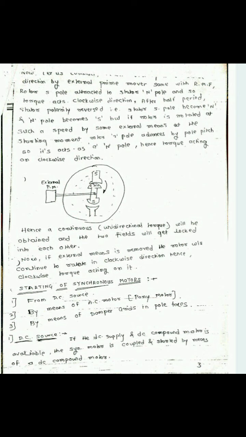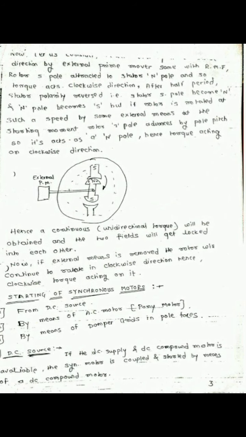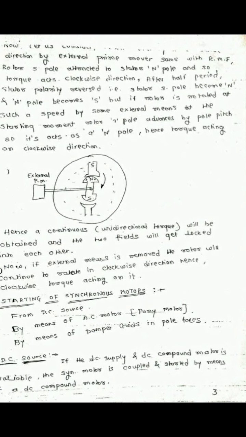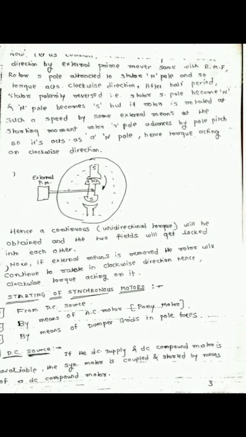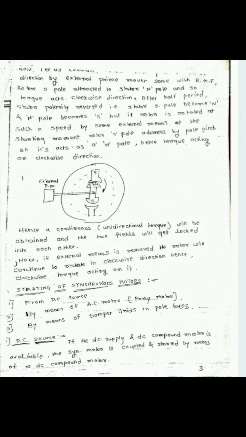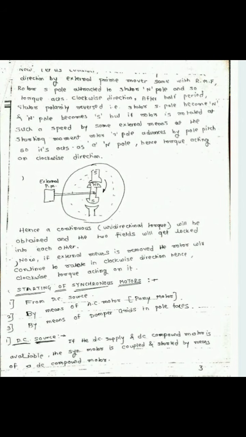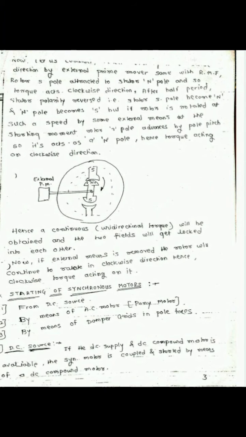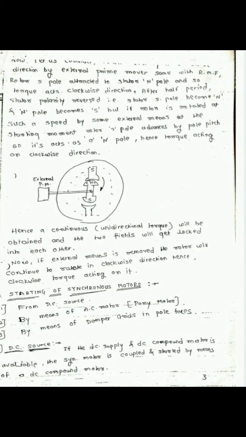After half a period, the stator polarity reverses, the stator N pole becomes S, but the rotor is rotated at such a speed by some external means that at that moment the rotor S pole advances by a pole pitch. So it acts as an N pole, hence the torque acts in a clockwise direction. Due to that, a continuous unidirectional torque is obtained and the two fields get locked into each other. That's why the synchronous motor rotates only at synchronous speed.